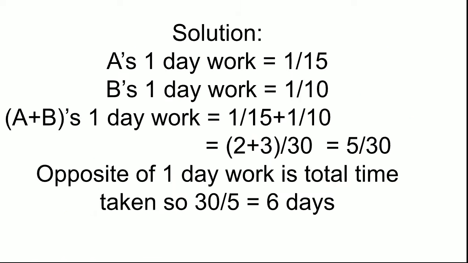Solution: A's 1 day work is 1 by 15, B's 1 day work is 1 by 10, so A plus B's 1 day work is 1 by 15 plus 1 by 10. Taking LCM 30, 15 divides 30 2 times and 10 divides 30 3 times. So 2 plus 3 divided by 30 equals 5 by 30. The opposite of 1 day work is total time taken, so 30 divided by 5 equals 6 days.